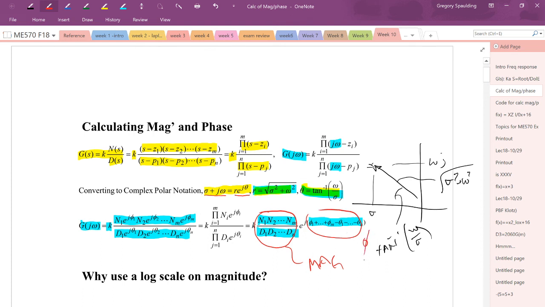Okay, so now that looks ugly, and in this form it is, but it actually is not too bad to calculate. And so let me run you through an example in the next lecture, and try to simplify this down to something we can actually do and understand.